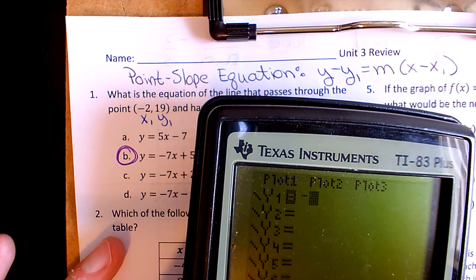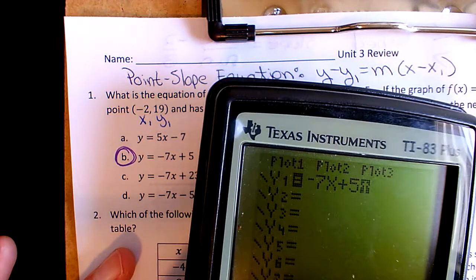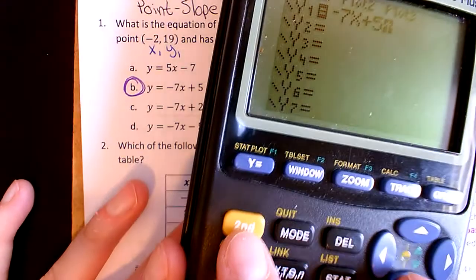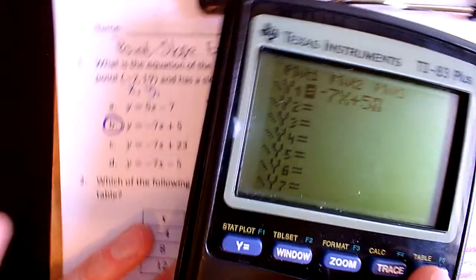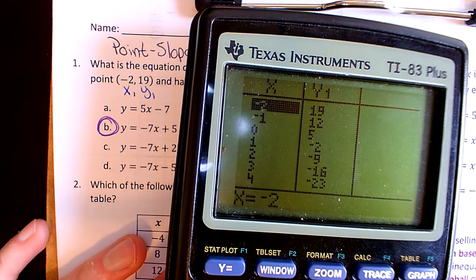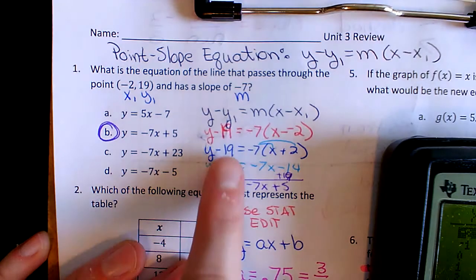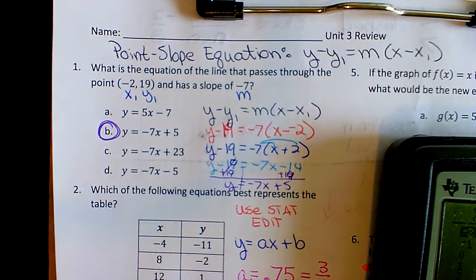So now I'm going to check the equation that we already know is the answer. I'm going to just go ahead and plug that in. Hit second, the graph button's in the top right hand corner. Hit enter, or hit the graph button. And this one does have that point, (-2, 19). So it has the point, it has the slope, that's why it's the solution.